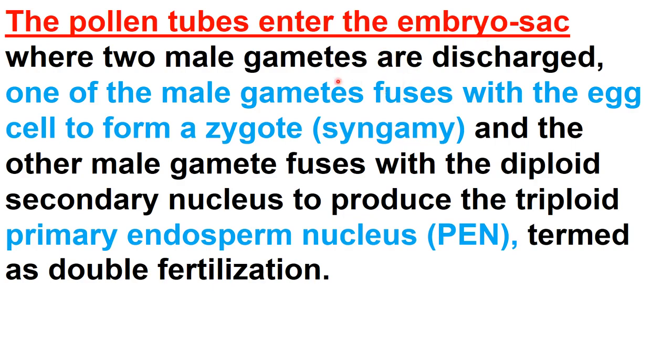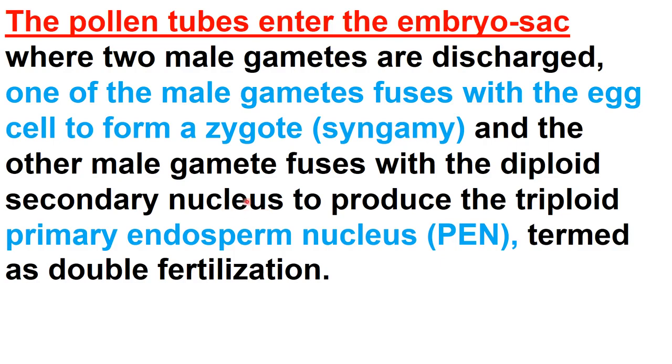So these male gametes will be discharged there inside the embryo sac, and you know inside the embryo sac the egg cell is present. You have seen in the diagram in the previous slide, inside the embryo sac the egg cell is present. So one of these male gametes fuses with the egg cell to form a zygote, and that process is called syngamy. And the other male gamete, because two male gametes are present here, fuses with the diploid secondary nucleus. Diploid secondary nucleus, that is the polar nuclei present in the center of the embryo sac.